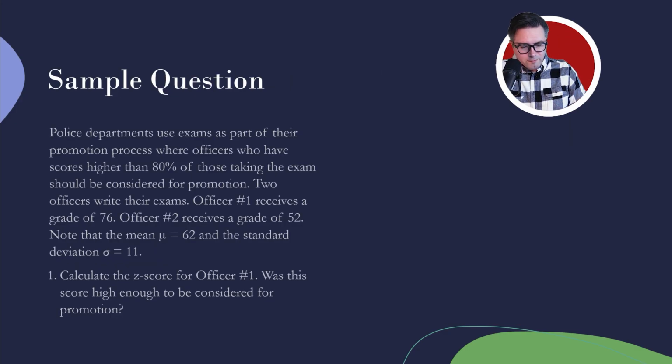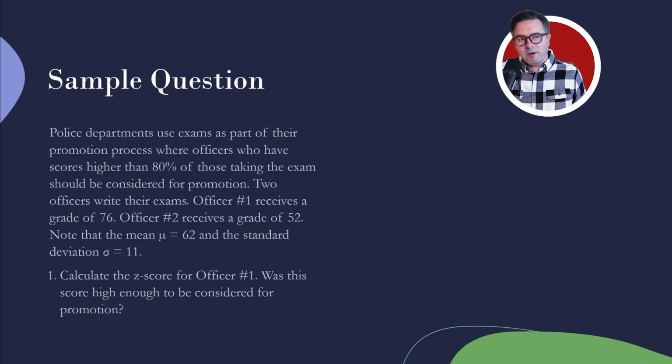Anyways, here's an example of a question where we'll use the table. A police department uses an exam as part of their promotion process, where officers with scores higher than 80% of those taking the exam should be considered for promotion. Two officers write the exam. Officer 1 receives a 76. Officer 2 receives a 52. The population mean is 62 and the standard deviation is 11. We need to calculate the z-score and determine whether this score was high enough to be considered for promotion. So we also need to figure out what the upper 80% would be.